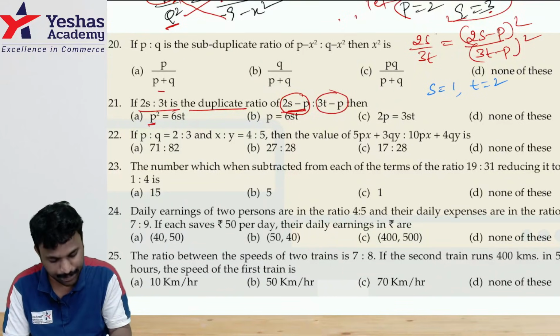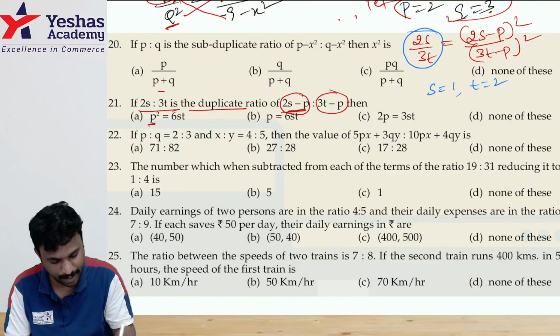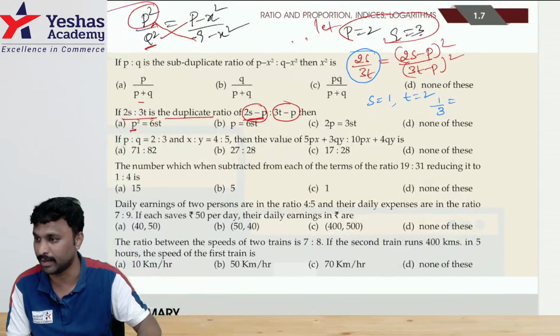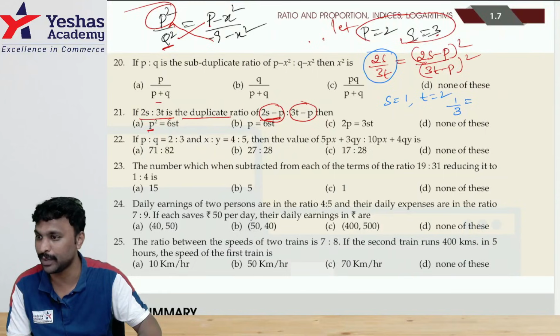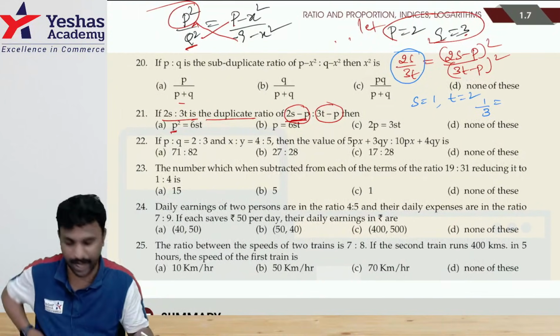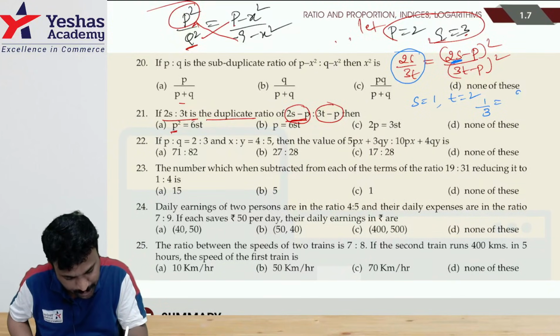So what will happen to this? 2 by 6. Yes or no? 2 by 6 means 1 by 3. Have you understood? The S value is 1 and T value is 2. 3 2s are 6, so 2 by 6 is nothing but 1 by 3. And now, since S value is 1, it is 2 minus P, the whole square, divided by 3 2s are 6, 6 minus P, the whole square.